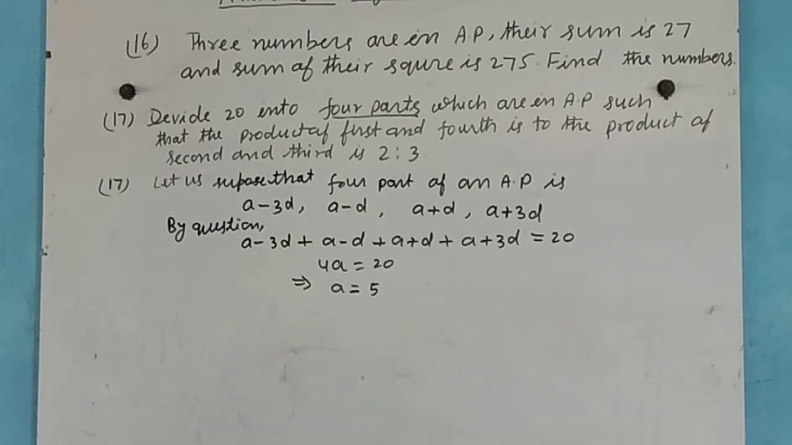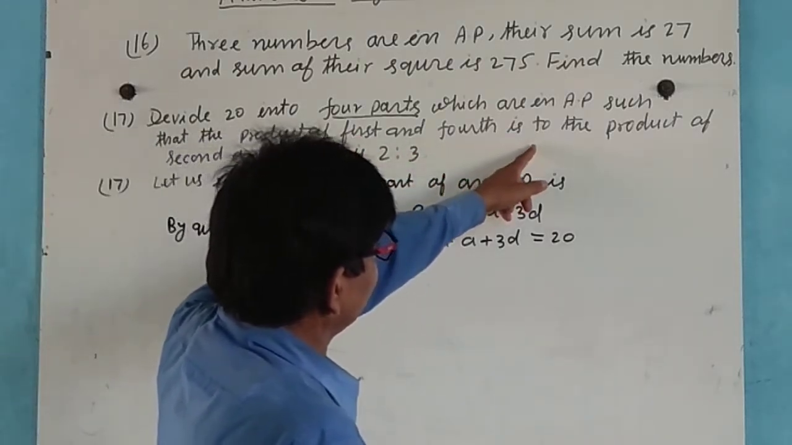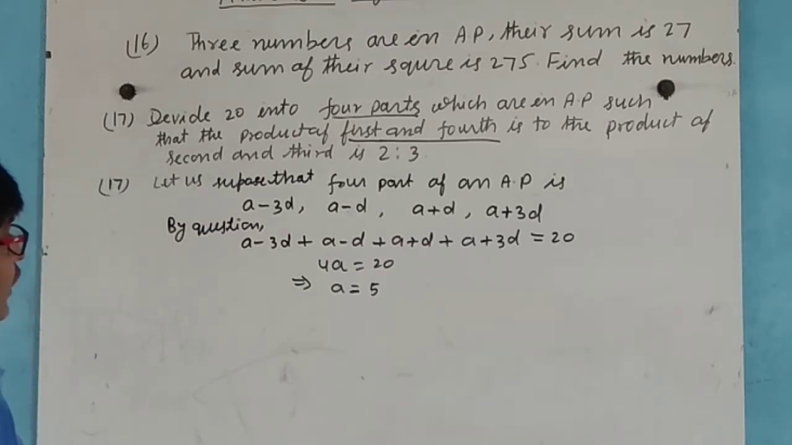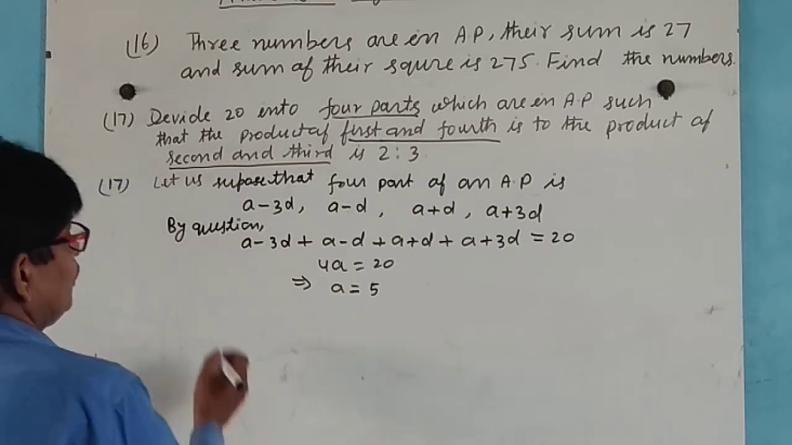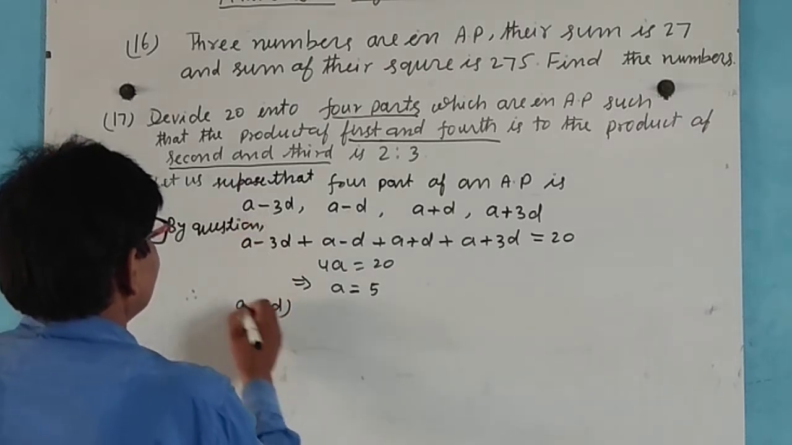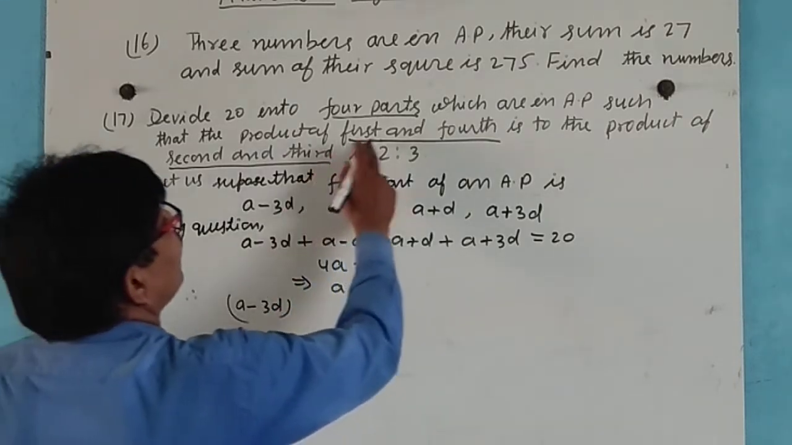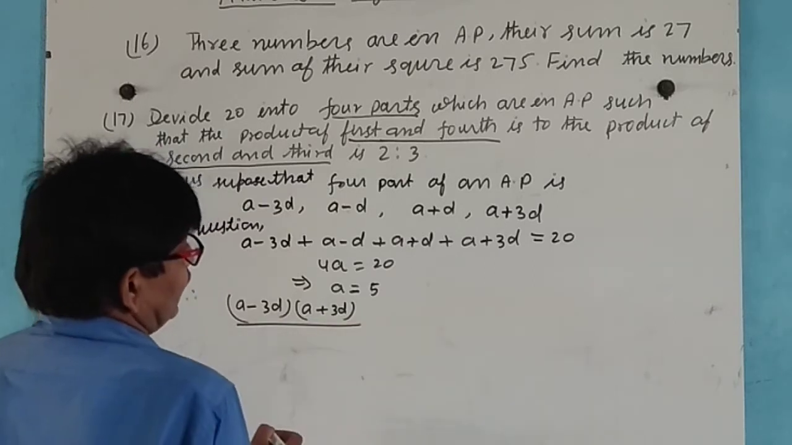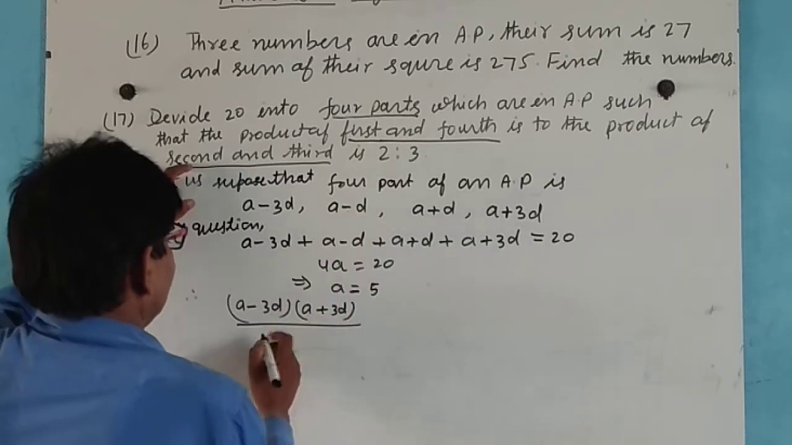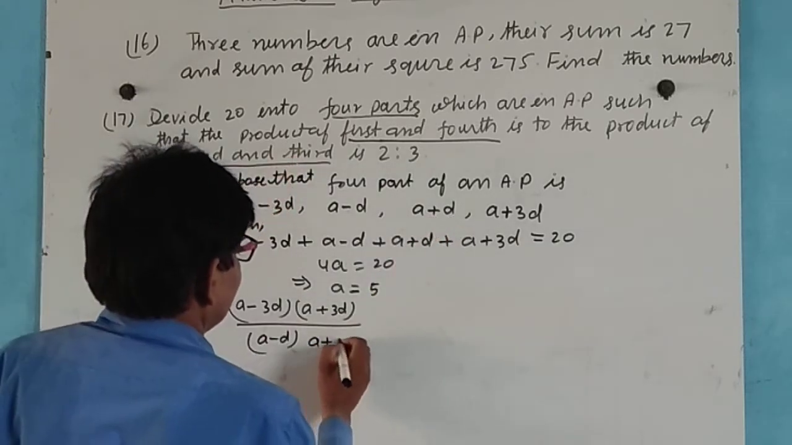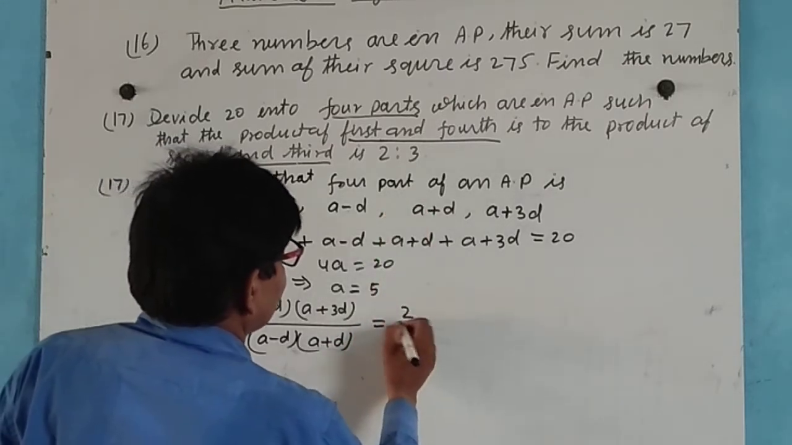Now we get A equal to 5, and the product of first and fourth to the product of second and third is in the ratio 2:3. So the product of first and fourth is A minus 3D times A plus 3D, and the product of second A minus D and third A plus D equal to 2/3.